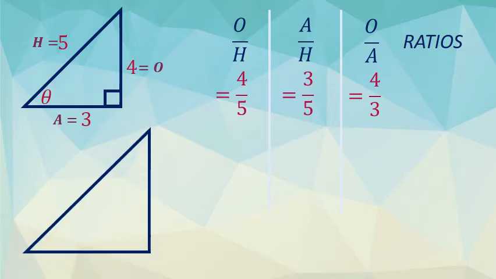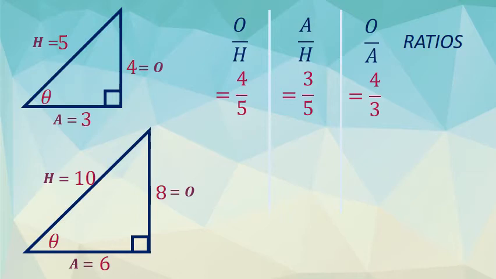Let's have a look at another triangle. This triangle is also right-angled, and it also has an angle theta. Thus, that small triangle and this big triangle are similar triangles, which means their angles are the exact same size and their sides are in proportion. So, say I double the size of this triangle, and now my opposite is 8, my hypotenuse is 10, and my adjacent is 6.